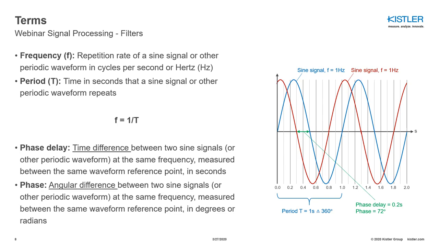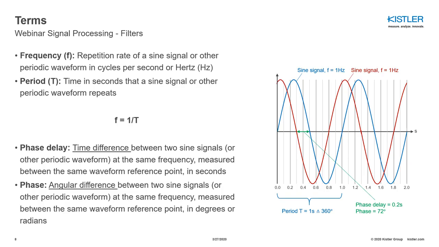However, if we are talking about the phase, we are talking about an angular difference between two periodic waveforms at the same frequency. So again, if we have a look into the graph on the right side, we can see the green marking, which basically indicates the phase. And in this case, the phase between the red and the blue signal is 72 degrees. And the reference is always one period, which equals 360 degrees.